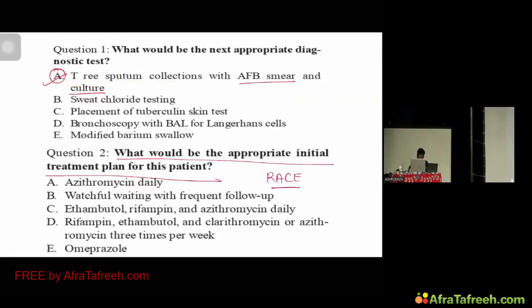Rifampicin, azithromycin or clarithromycin, ethambutol. So what will be your best option here? The best option here is D. Whenever a MAC infection is there, you go for RACE: rifampicin, azithromycin, clarithromycin, ethambutol. That is the treatment for Mycobacterium avium complex infection.